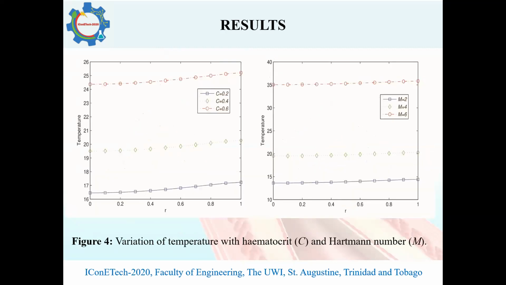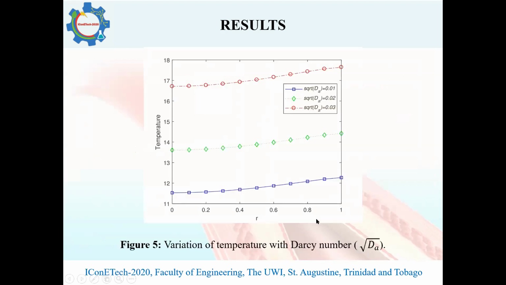We also examined the temperature. So we increased the hematocrit, the C, the Hartmann number M, and these increased the temperature of the blood, right? So again, those diseases with high hematocrit, or if we keep increasing the intensity of the magnetic field, these would result in an increase in the temperature. And as the wall became permeable, there was also an increase in temperature.